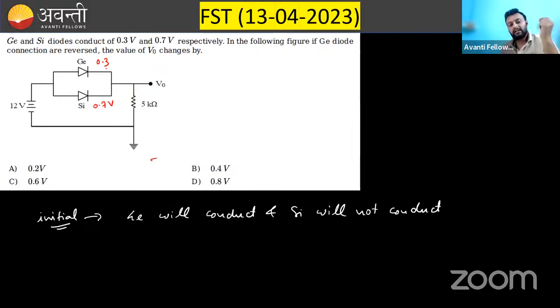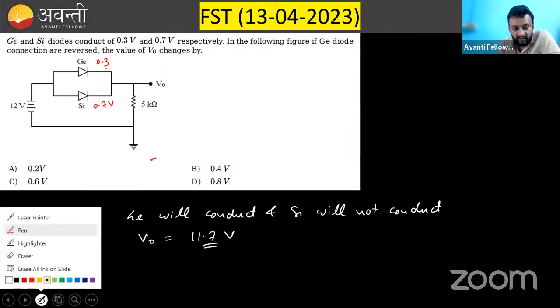That 12 volt potential is applied initially. 0.3 volt is taken by the germanium diode. So the remaining 11.7 volt will reach at V naught. So V naught will be 11.7 volt. Is this point clear? Because 12 volt is applied, 0.3 volt is utilized by the germanium diode and the remaining 11.7 volt will reach at the point V naught.